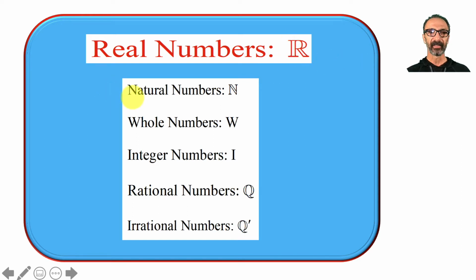We have the natural numbers, N. Then we have the whole numbers, W. We have the integer numbers, I. Rational numbers, Q. Irrational numbers, Q prime.